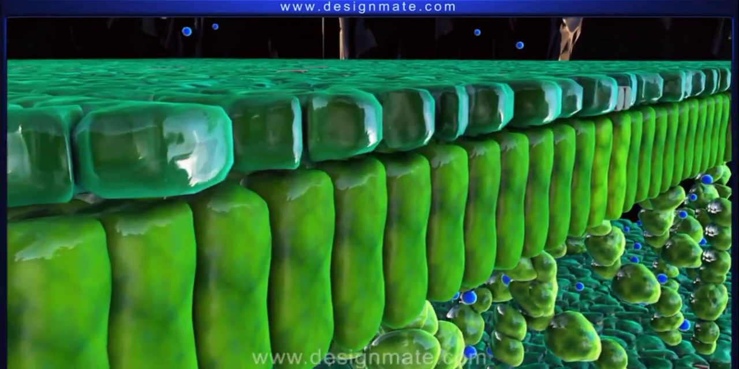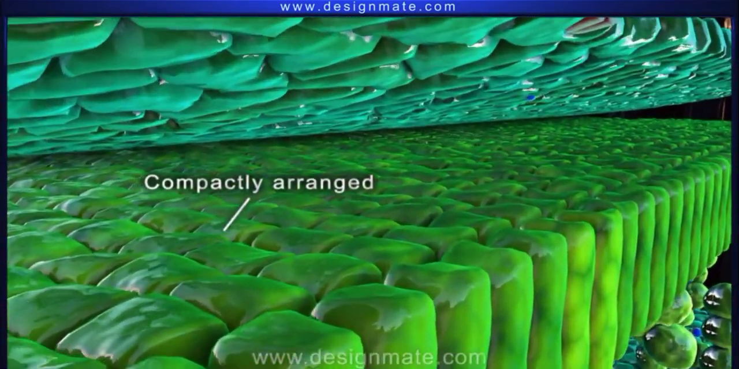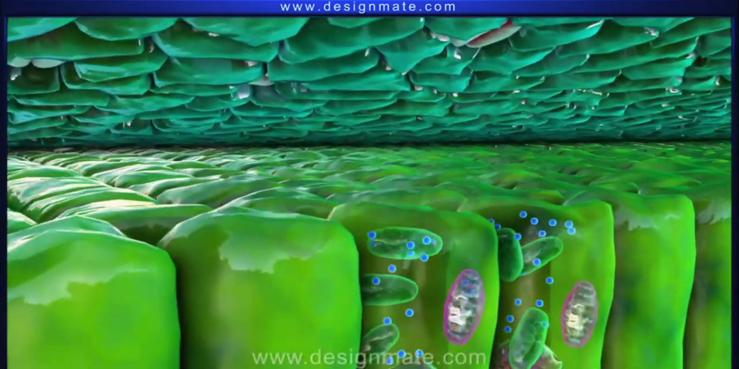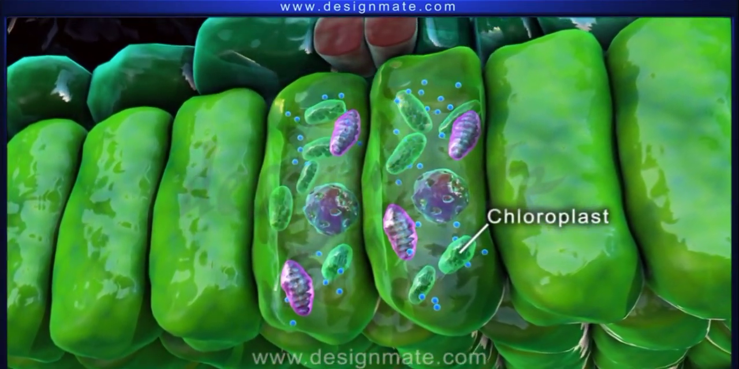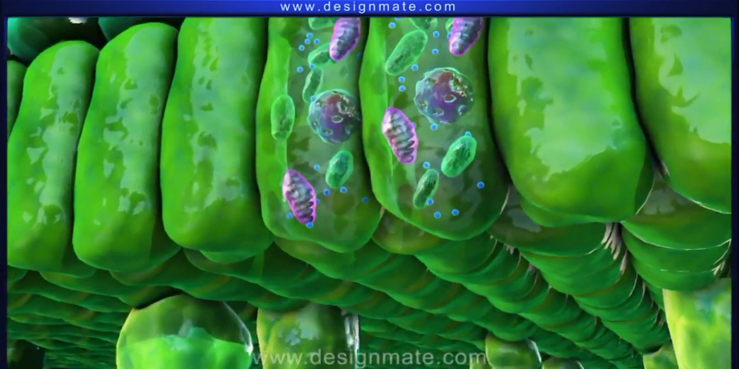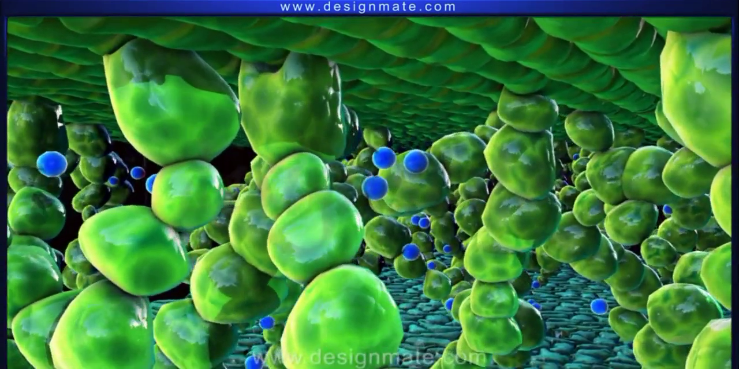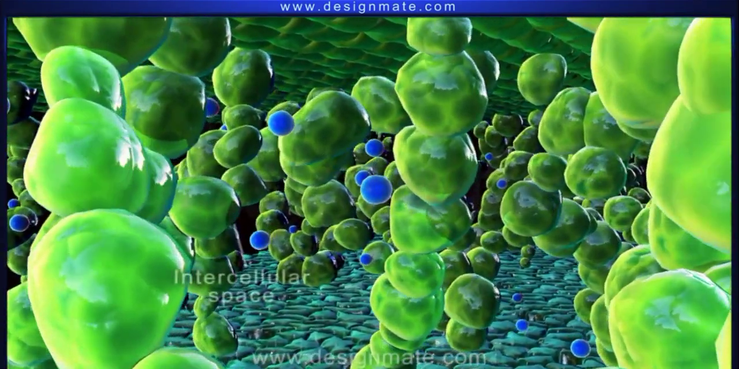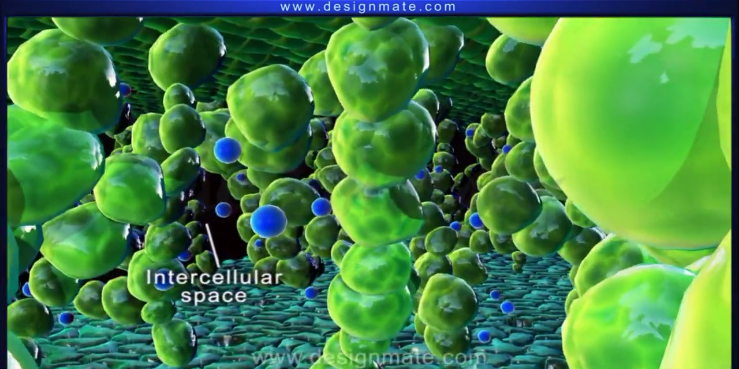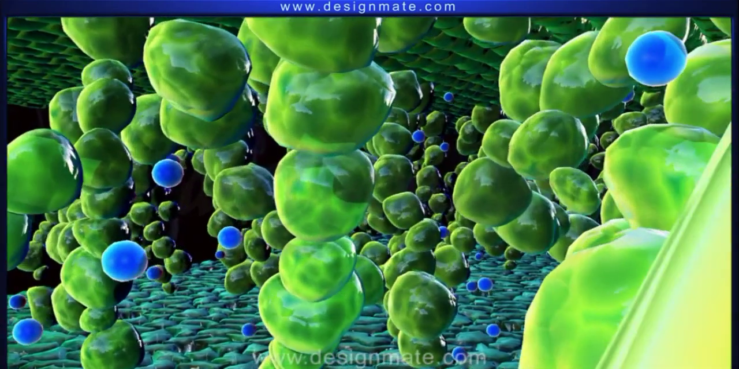Hence, the cells are compactly arranged. The tissue contains a pigment-containing organelle called chloroplast. Now let us observe the spongy sclerenchyma. The cells in this tissue are round, loosely arranged, and show intercellular spaces. These spaces are interconnected.